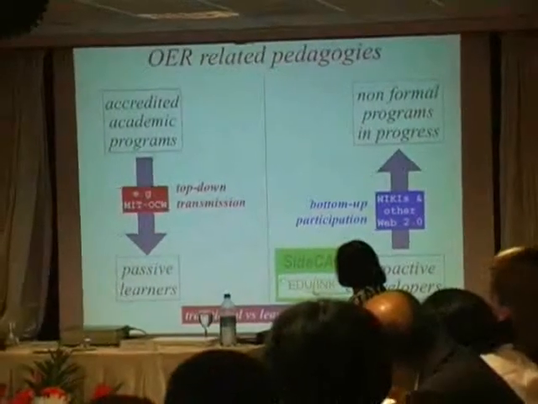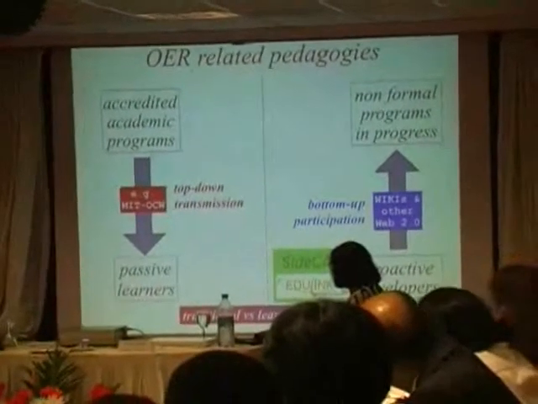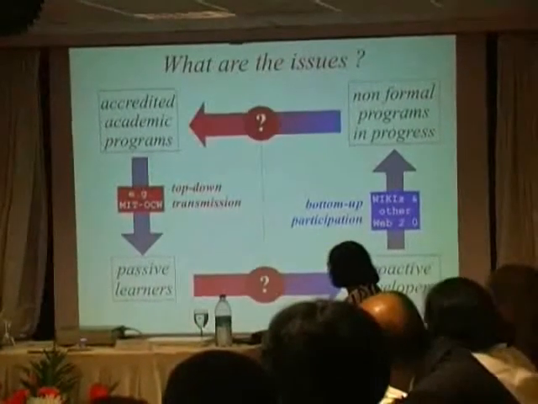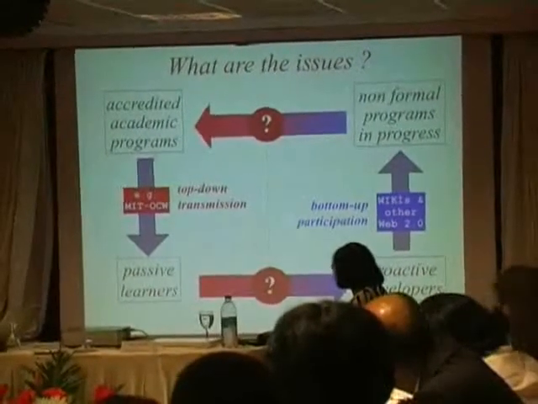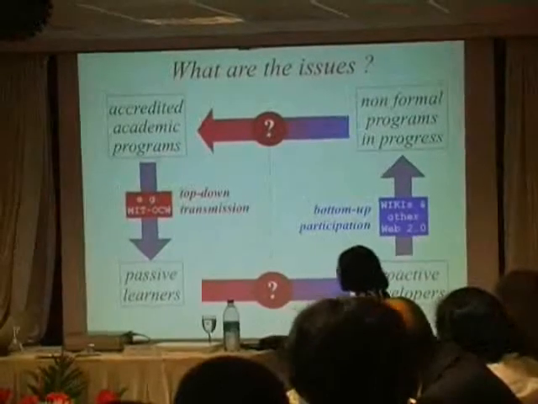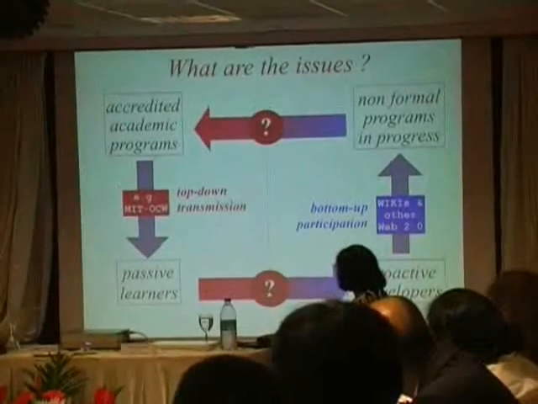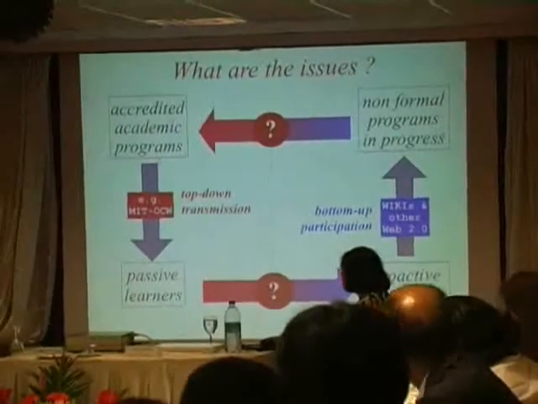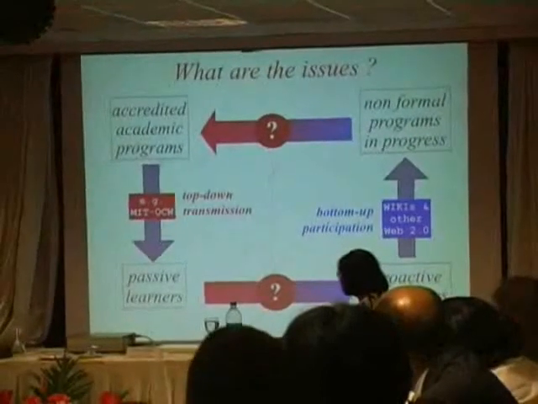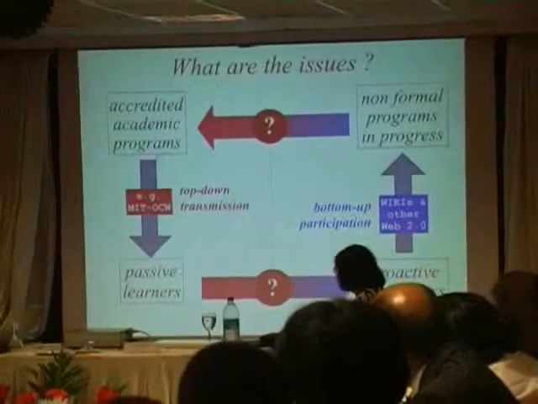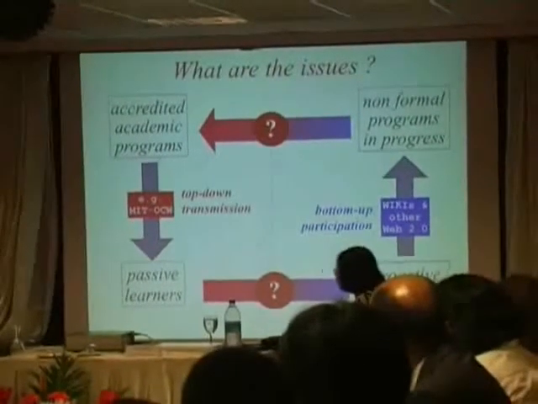But those programs are still not formal, which means that there is no word so far, and we don't know precisely what to do with it. So what are the issues? The first is that we go from non-formal towards accredited academic programs, and the second is to go from passive learners, as the tradition wants learners to be, towards people who are going to have the freedom and feel free to transform existing resources which are considered to be free.